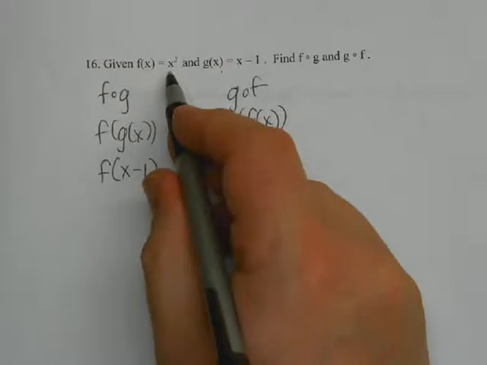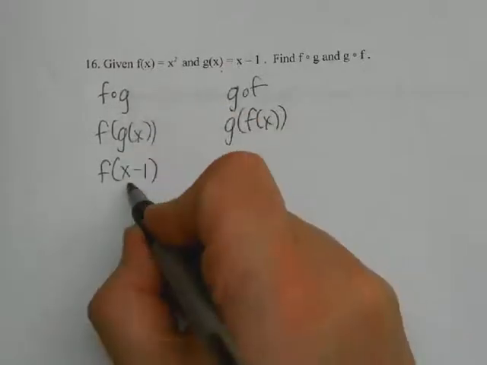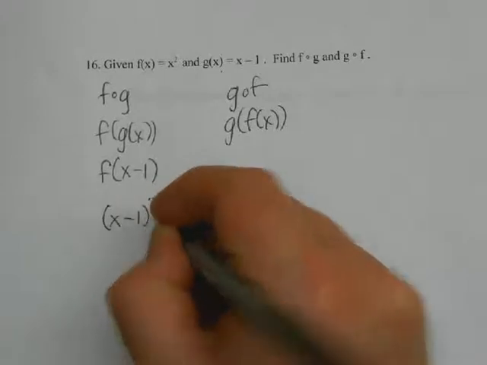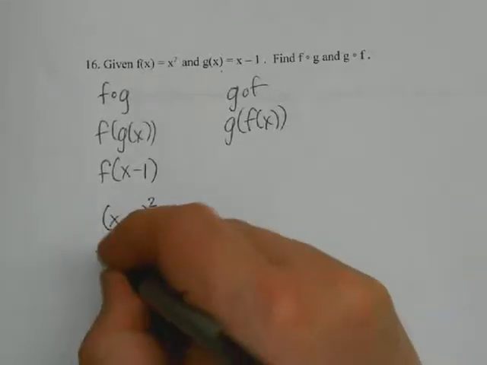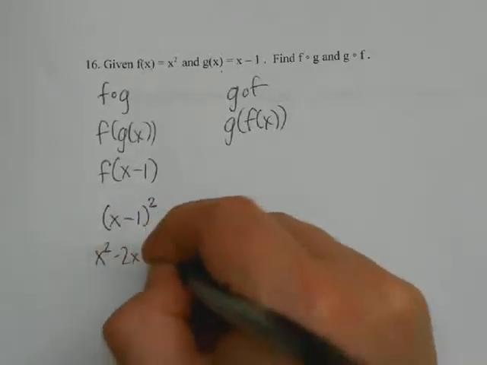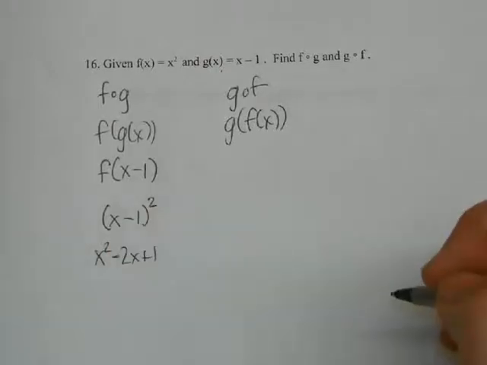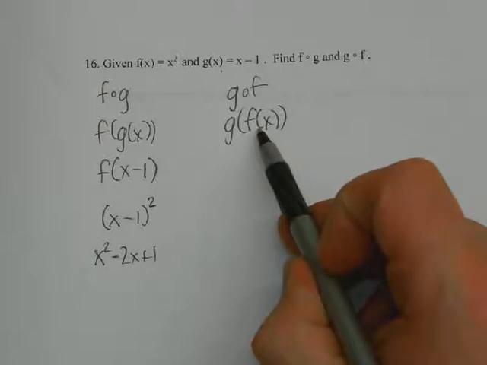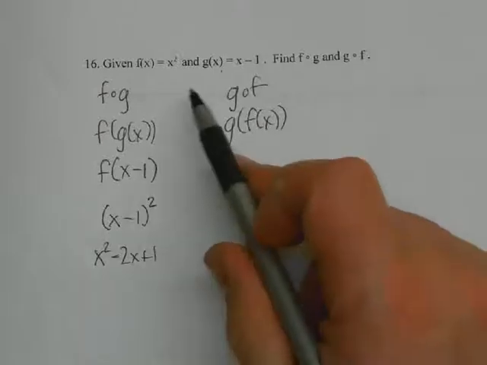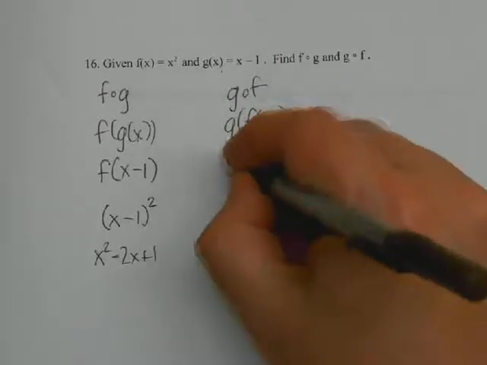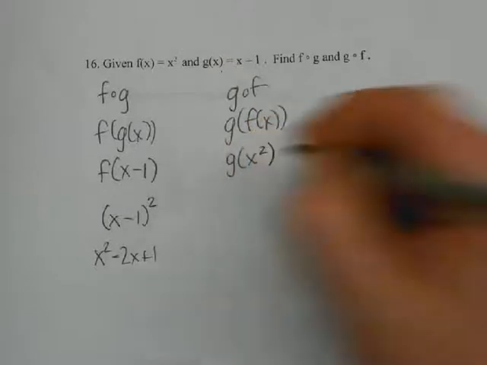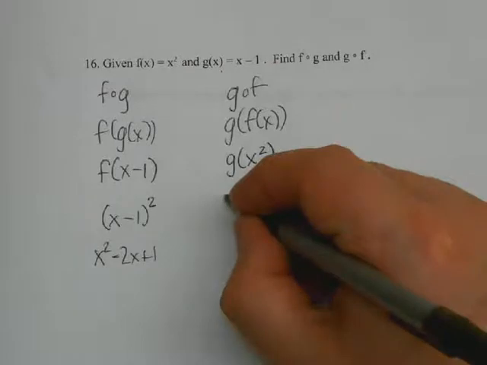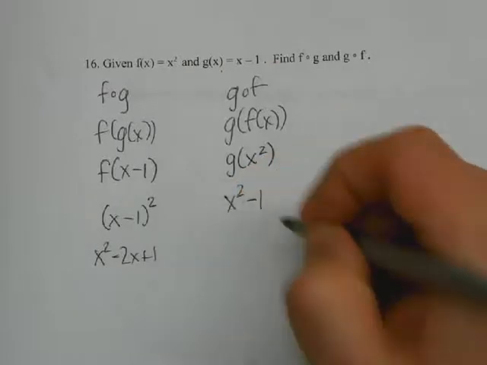Well, f of x is x squared, so f of x minus 1 would simply be the quantity x minus 1 squared, or x squared minus 2x plus 1. For g of f of x, we'll take the f function and use it as our input in function g. So we take the x squared, we plug it in here, and we get x squared minus 1.